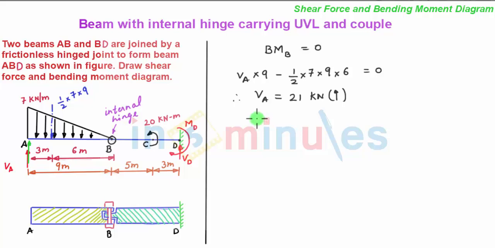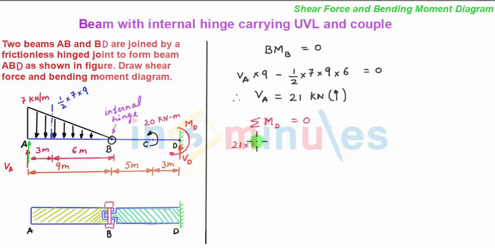Now we use the second static equilibrium equation, that is summation of M equal to 0, and we apply this equation at point D. So now writing all the moments about point D and equating it to 0, our sign convention is clockwise couple positive and anti-clockwise couple negative. So there will be a clockwise moment caused due to this vertical force VA, which is acting at a distance of 9 plus 5 plus 3 equal to 17 meters, and the value of VA is 21 kilonewton.